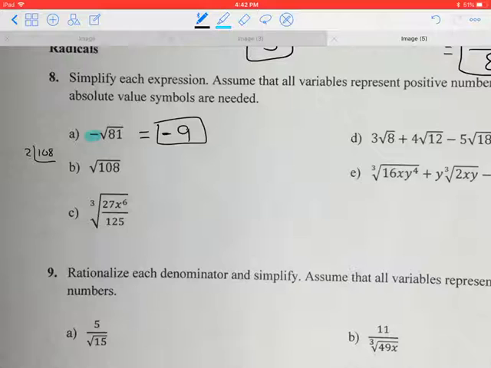So I could divide it by 2 and I would get 54. I could divide by 2 again, and let's see, that would give me 27. I could divide that by 3 and get 9. I could divide that by 3 and get 3.